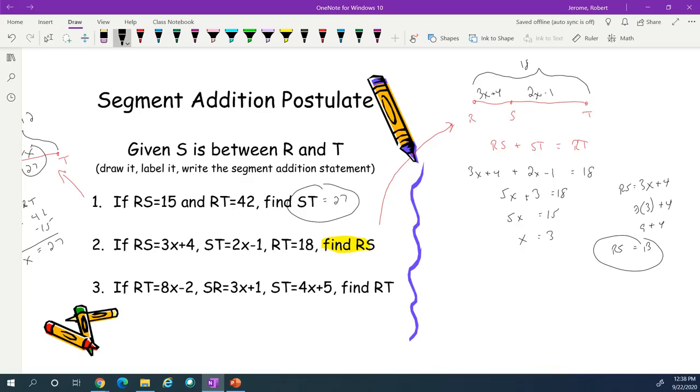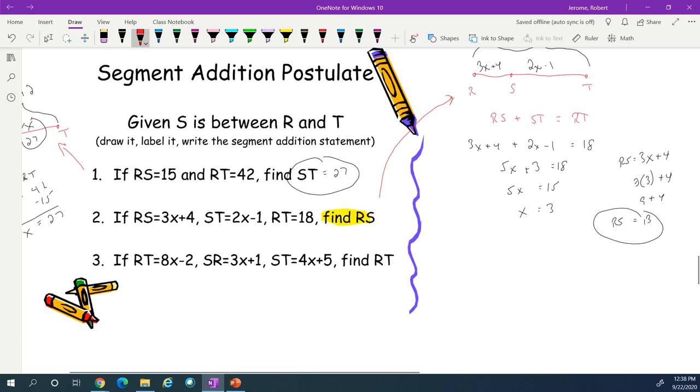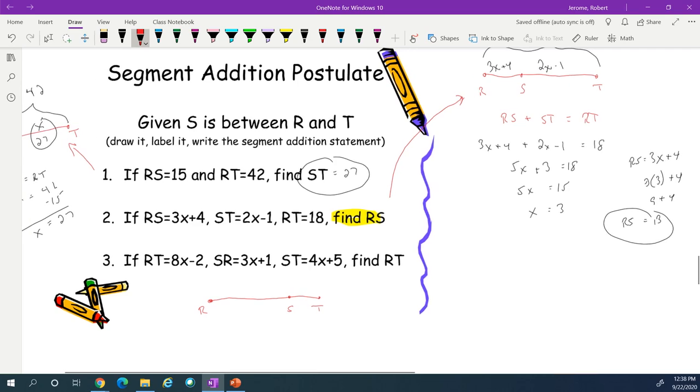And while we're here, why not? Let's do this last one. So again, I'm just going to scroll up a little bit and give myself some room. Draw it. Directions have not changed. R, T, and S is somewhere. I'm not going to put it in the middle. I don't want to trick myself.